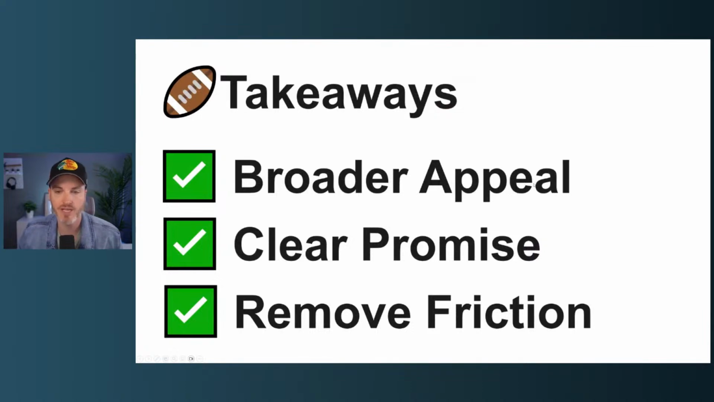So let me summarize. Here's some takeaways. The pivot in the title was broader appeal because it didn't limit it just to affiliate marketing. It was a clear promise. It actually added, as opposed to make $1,000 a month, how to make $1,000 in the next 30 days, which is a very powerful, specific result in a specific amount of time.